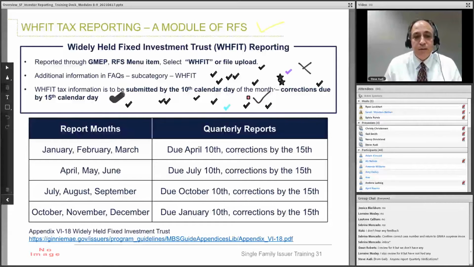The WithIt tax reporting is not mandatory. Ginnie Mae provides a facility for reporting your OID and your MDF data, and if you see at the bottom there, those are the monthly deadline for each quarter. Appendix VI-18 is where you find out information about WithIt, the form itself, and the instructions for reporting.